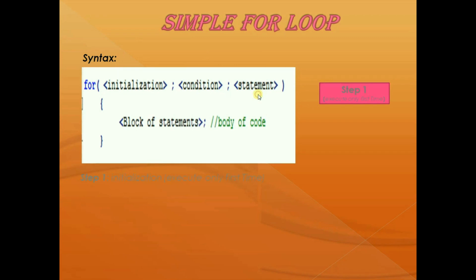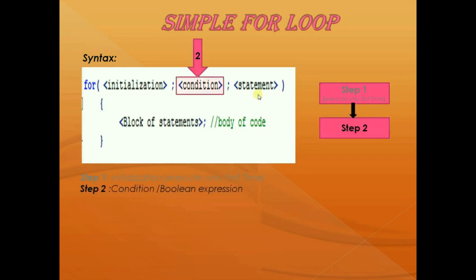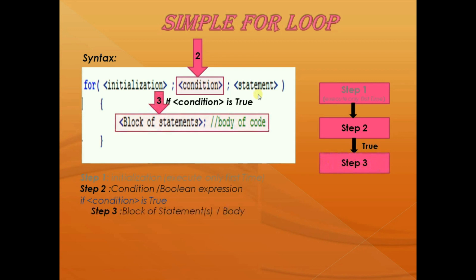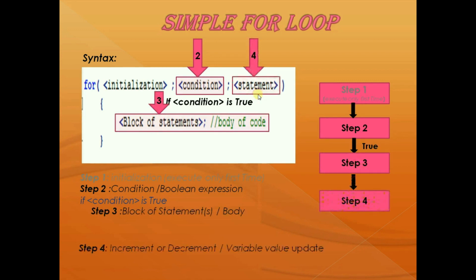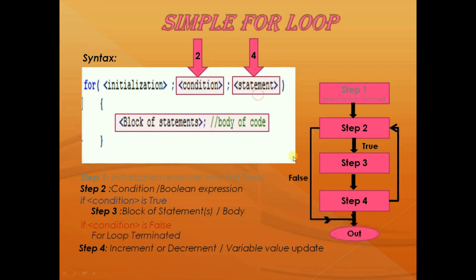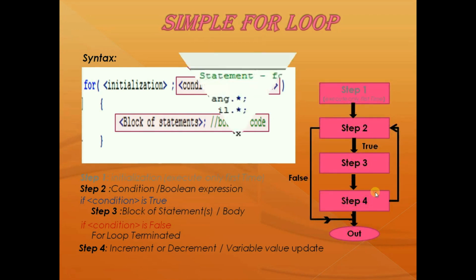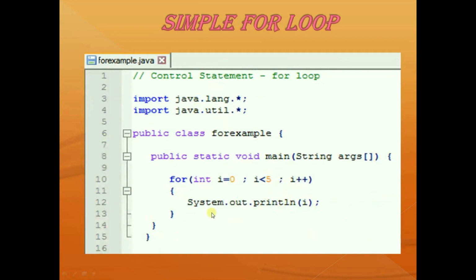After increment or decrement, the boolean expression will evaluate again. If it is true, the loop executes and the process repeats. Means first it will execute the body of the loop, then it will increment or decrement, then it will evaluate the boolean expression. After the boolean expression is false, the for loop will terminate. So this is all about the flow of for loop. The same we can see in the flow chart of for loop also. After this, now let's see the program to understand better how simple for loop works.